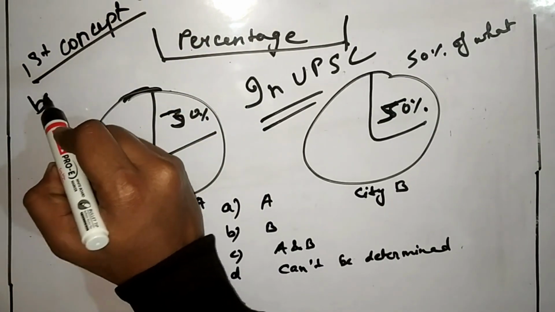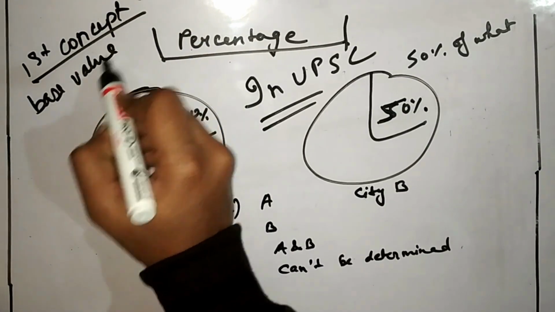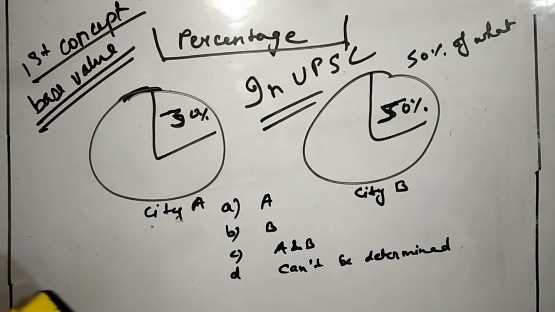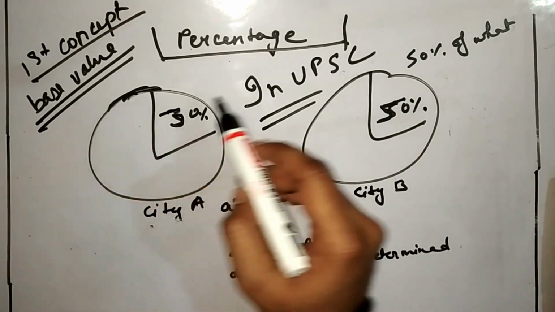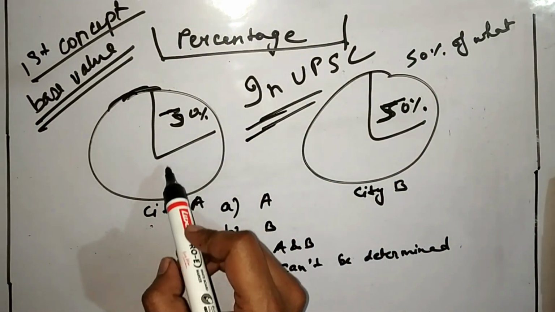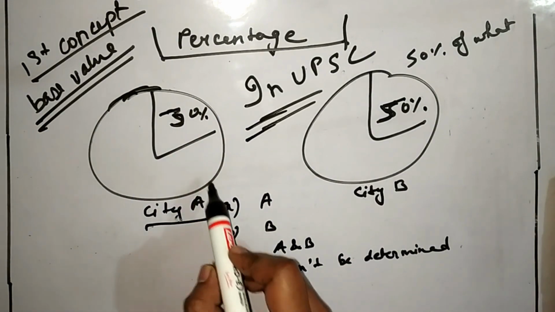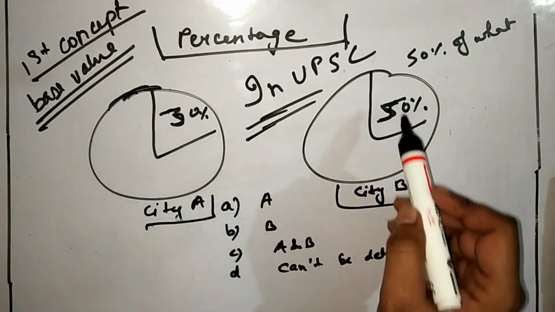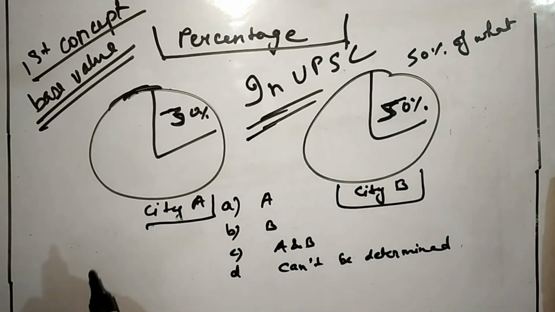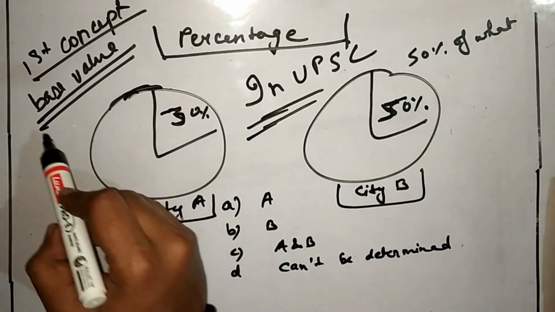The base value. This question has come in UPSC many times. So in UPSC what they will give: city A has 30% population, city B has 50% population. Both graphs will be given. Now what is the base value?